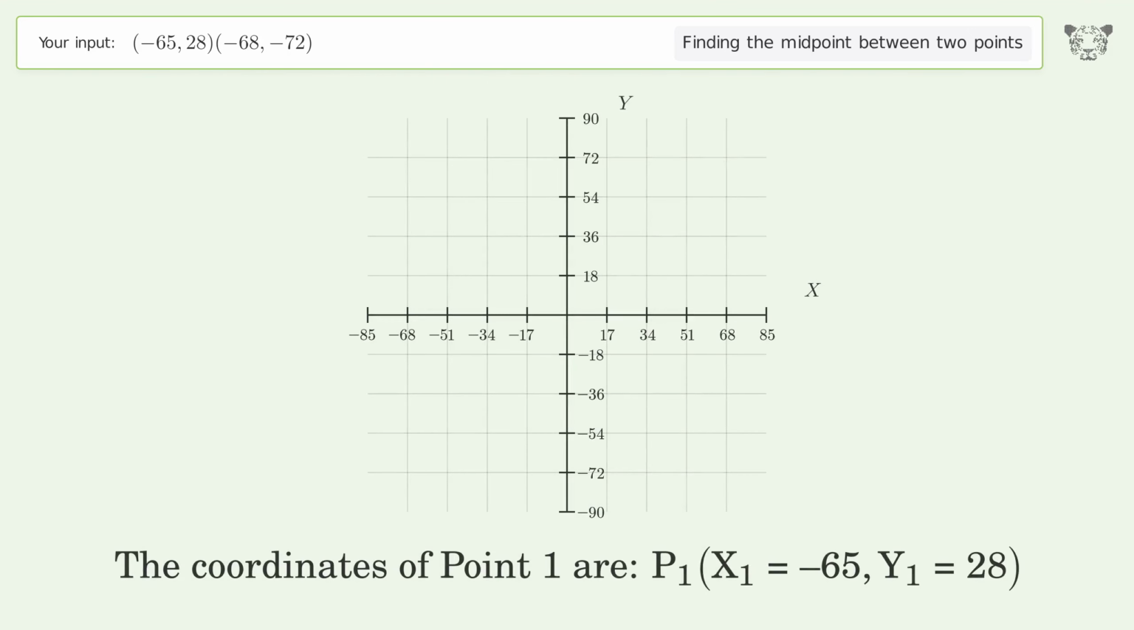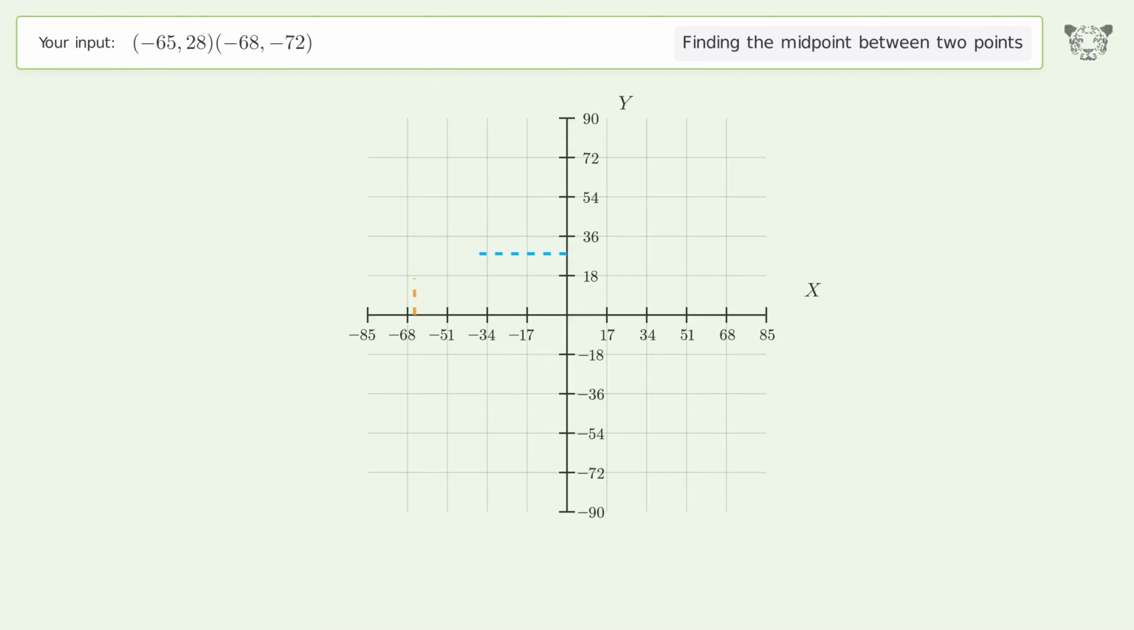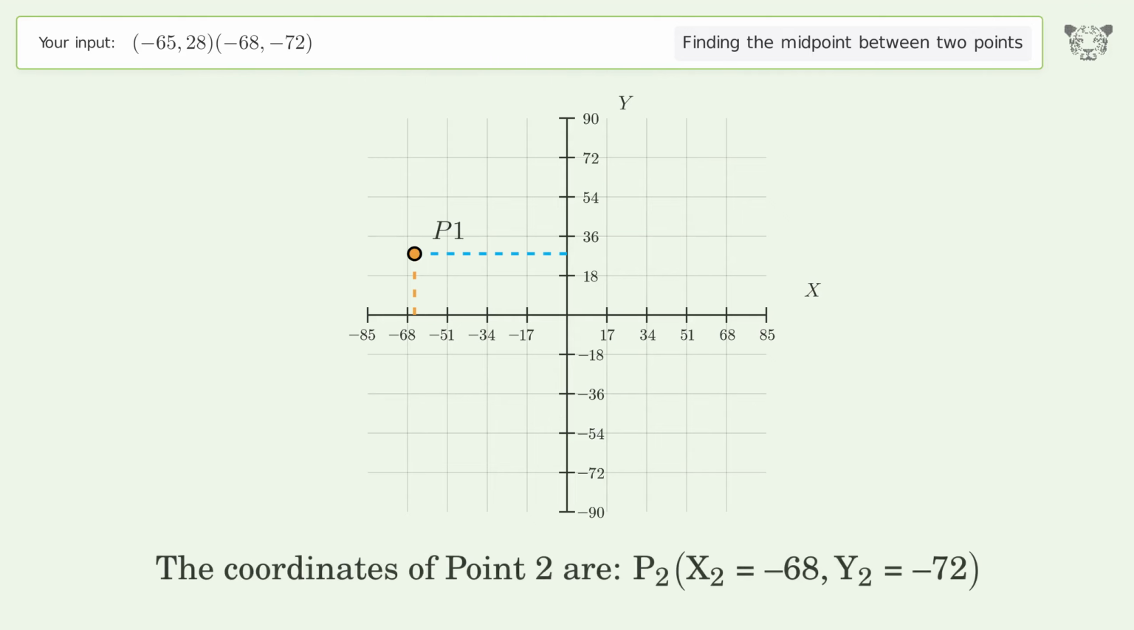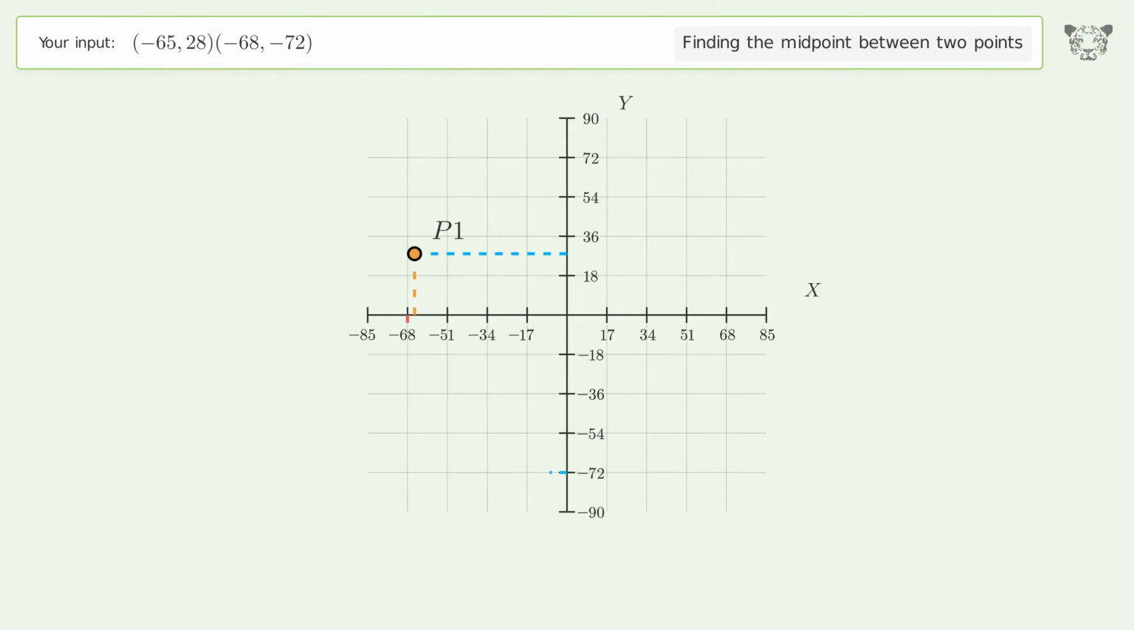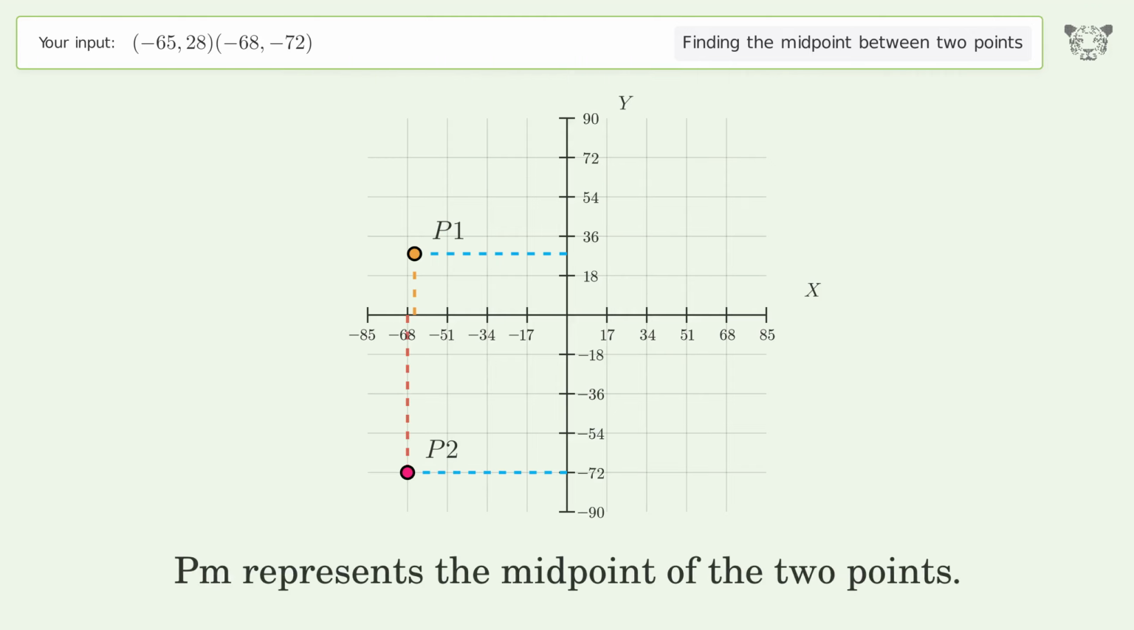The coordinates of point 1 are, x1 equals -65, y1 equals 28. The coordinates of point 2 are, x2 equals -68, y2 equals -72. PM represents the midpoint of the 2 points.